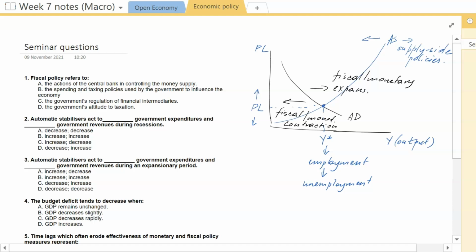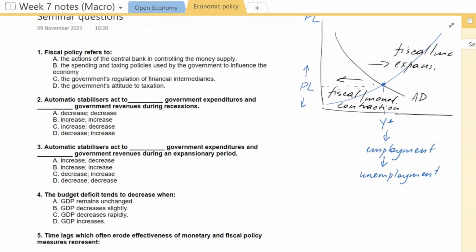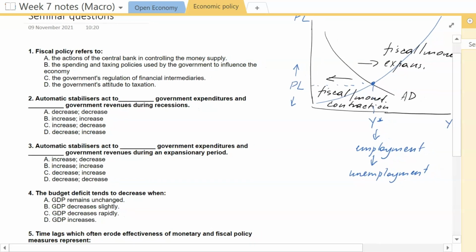Make sure that you understand what the tools of fiscal and monetary policy are, what can be used, which specific tool shifts which curve, and in which direction. So this is the model where the majority of difficult questions will be based on. So let's have a look at possible answers.